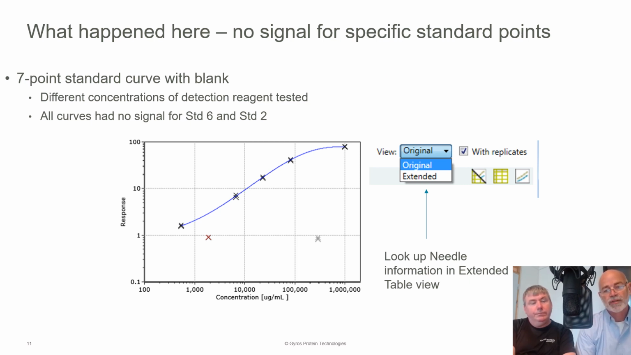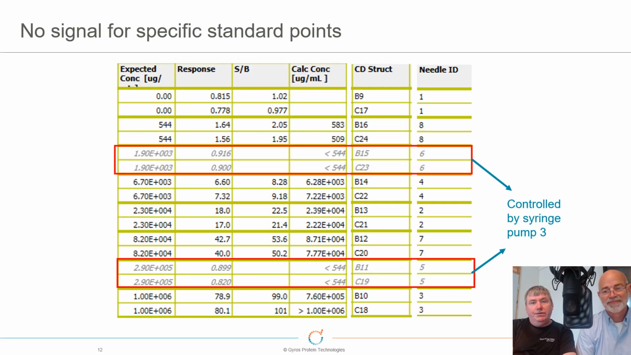And so the hypothesis would be that maybe something happened to the transfer of those samples. So then you can actually look at the needle transfer and see if there's any reason why these two results are related to each other, and you can use the extended view in the evaluator software to do that. So then by looking at the needle ID, you can see that the two low standard response values are controlled by needle 5 and 6. And we do know that both these needles are controlled by syringe pump 3. So this gives you a potential reason for the issue.